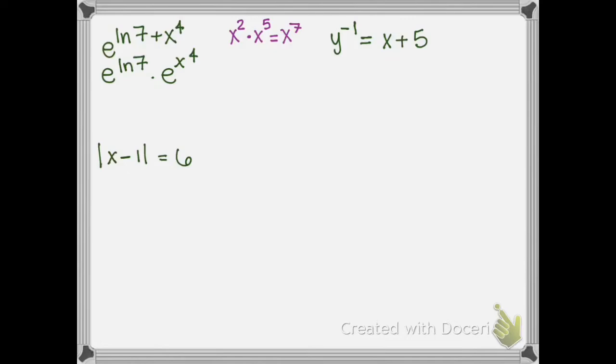So when we go back to this problem, we have e to the ln 7 and e to the x to the fourth. So this first expression just simplifies to 7, and then we have e to the x to the fourth.